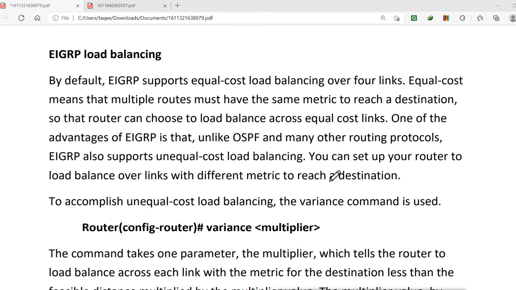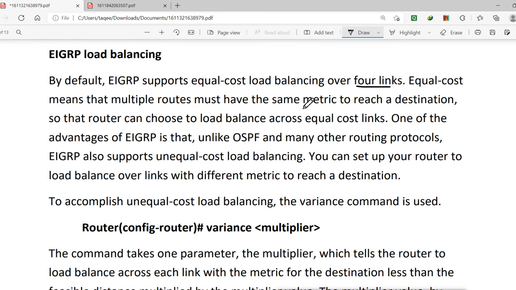Now EIGRP load balancing. By default, EIGRP supports equal cost load balancing over 4 links. As we saw there, when we run the show IP protocols, it shows that it does the load balancing on 4 equal links. So when you have 4 equal links to reach a destination network, it will use all the 4 links in the routing table, and it will do the load balancing. Equal cost means that multiple routes must have the same metrics to reach a destination, so that the router can choose to load balance across equal cost links.